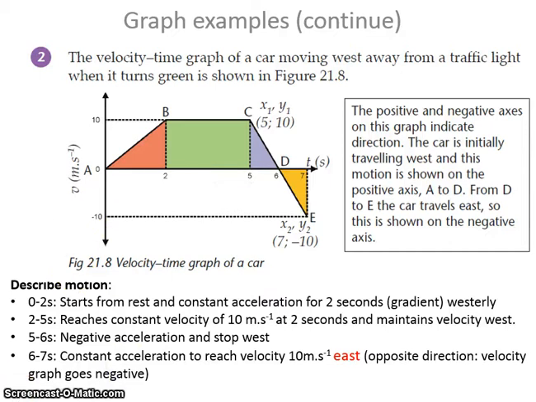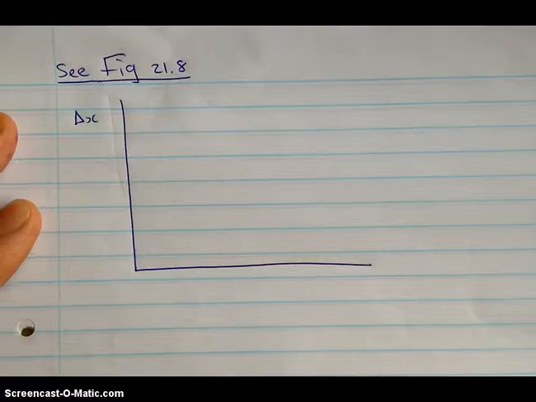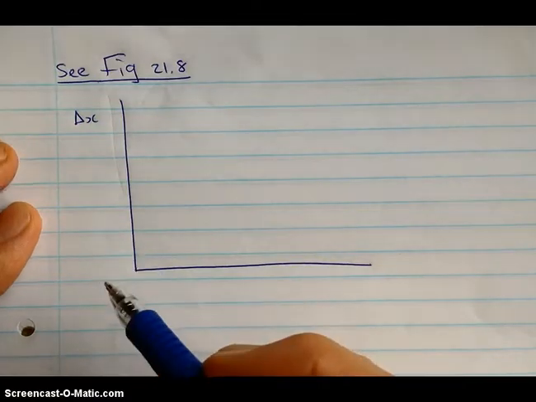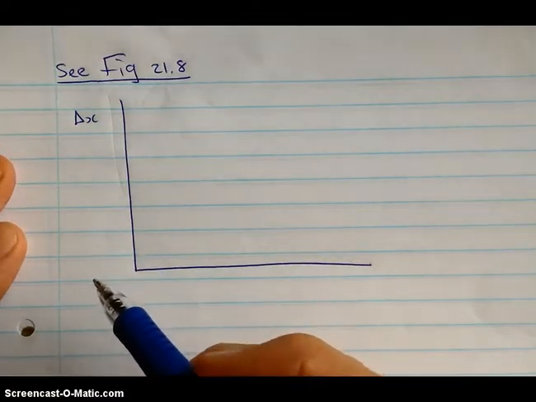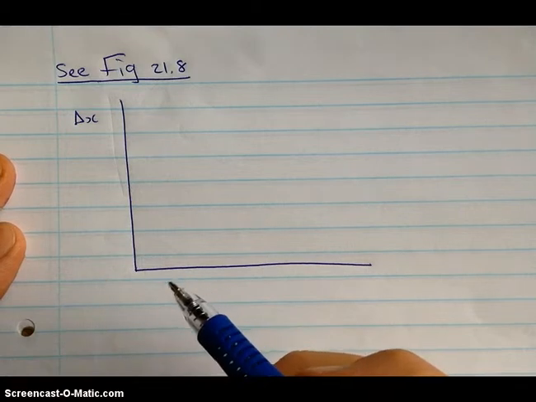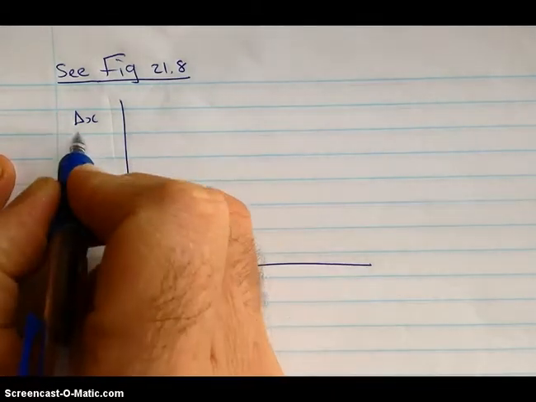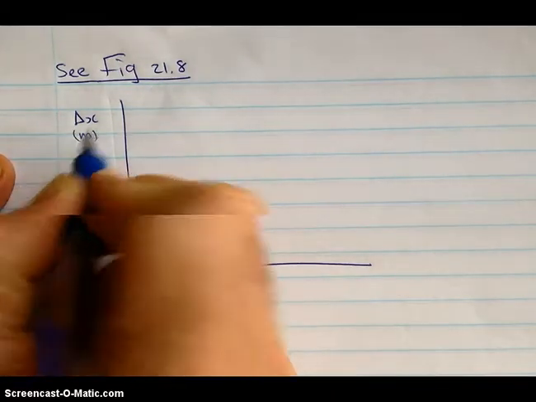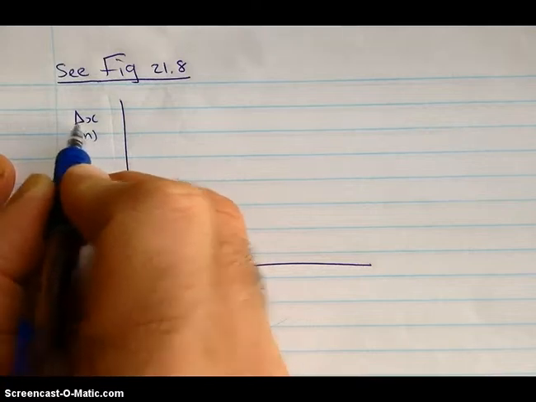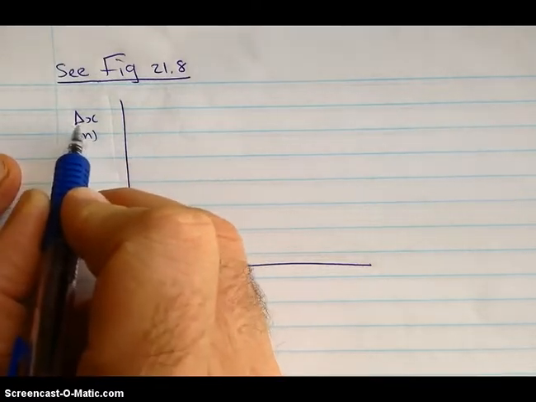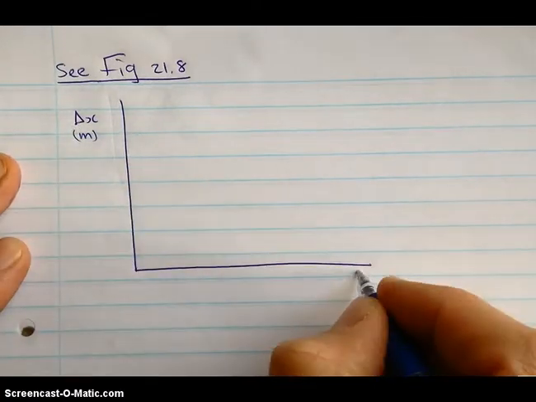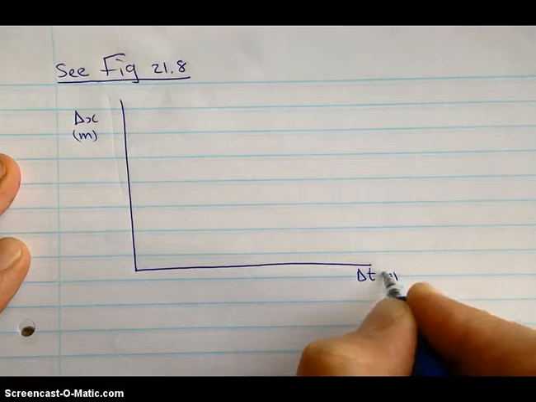What I'm going to do now is show you how to draw the displacement time graph for this motion, as well as the acceleration time graph, from this velocity time graph. I'm going to show you how to draw the displacement time graph for the velocity time graph that was given in figure 21.8. So always name your axes by saying what is the variable that you're going to plot and state the unit. Please remember that, otherwise you will lose a mark.